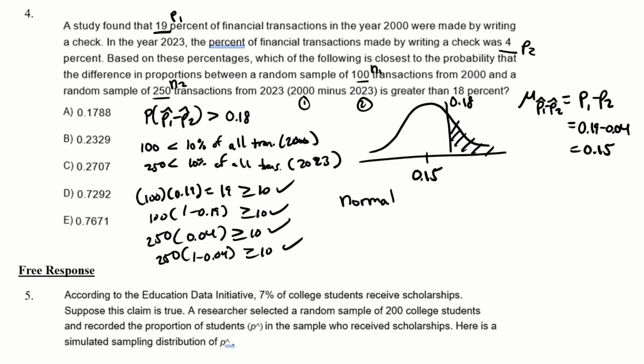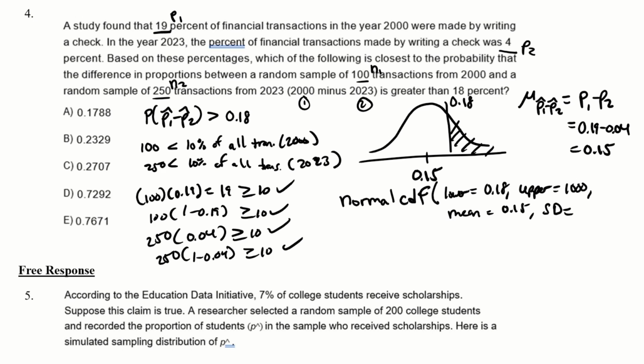We're going to use the normal CDF function. If this is multiple choice, I would suggest using the normal CDF function rather than having to do the z-scores. So normal CDF, and our lower limit is 0.18. Our upper limit is a really large number, infinity, so 1,000. Our mean is 0.15. Standard deviation.